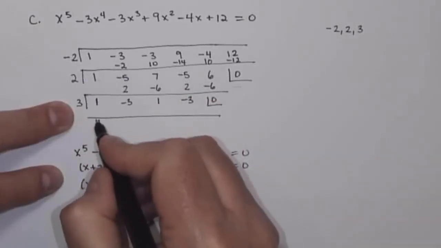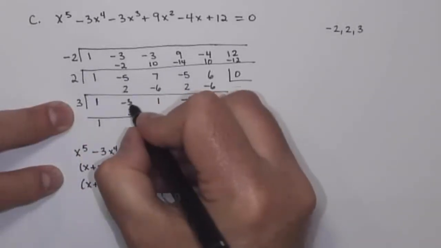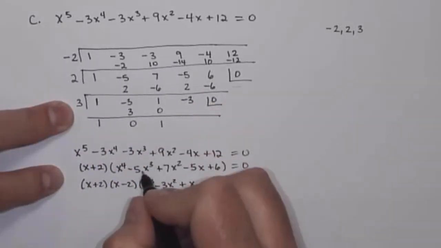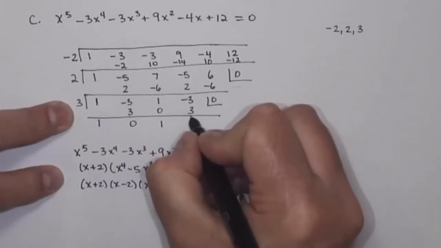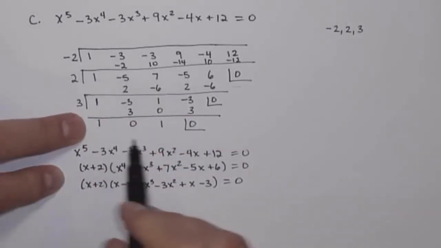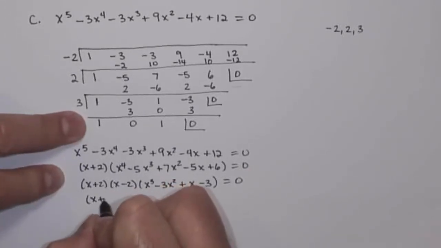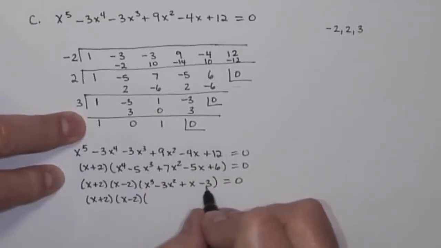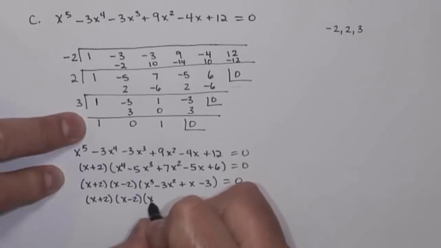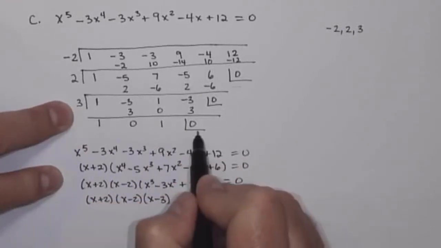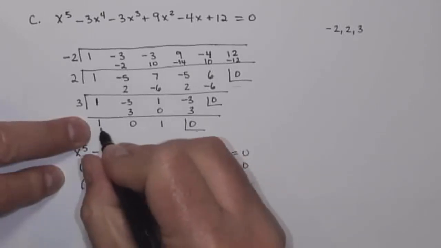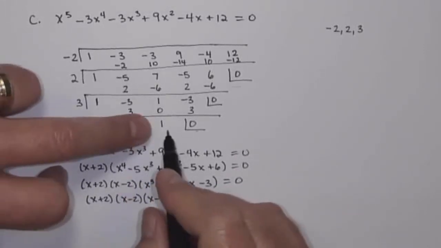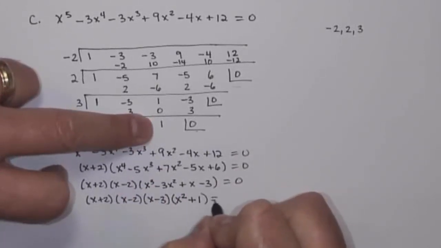Drop down the 1. 3 times 1 is 3. Negative 3 plus 3 is 0. 3 times 0 is 0. 1 plus 0 is 1. 3 times 1 is 3. Negative 3 plus 3 is 0. That's a remainder. So again, rewriting my factors, the x cubed minus 3x squared plus x minus 3 factors into x minus 3, because 3 we just showed is a 0, times, now again we had x cubed here, so this is going to be 1x squared plus 0x plus 1 equals 0.